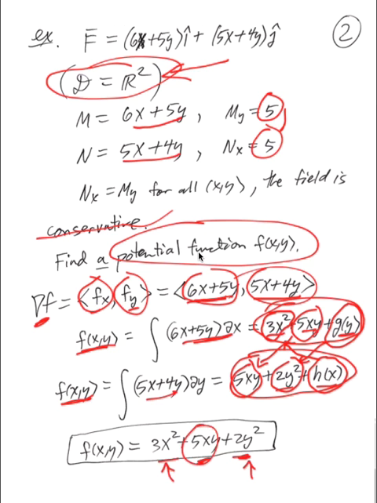Now you can always double check your answer just by doing what? Finding the gradient of little f here and see if it doesn't correspond to your original field there. And it does.